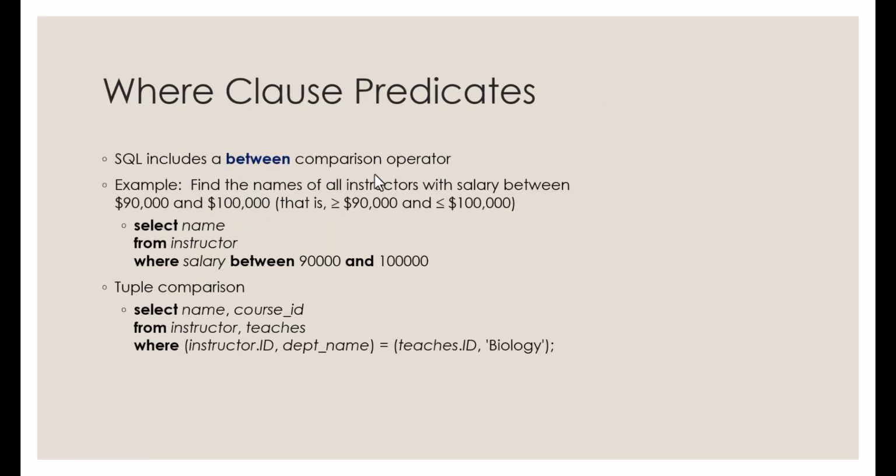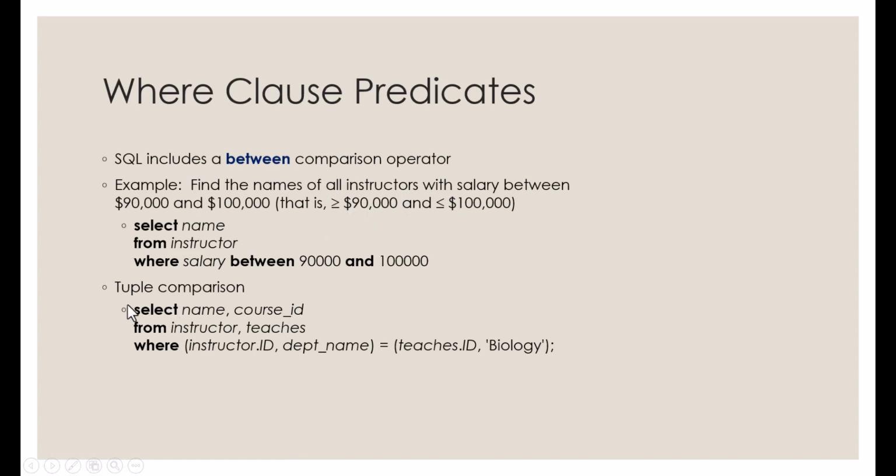You can also use the keyword between to specify a range. So you could easily just do, select name from instructor where salary is greater than or equal to 90,000 and less than or equal to 100,000. Or you can, I think this is simpler, just do salary between 90,000 and 100,000. Okay, so these do the same thing.